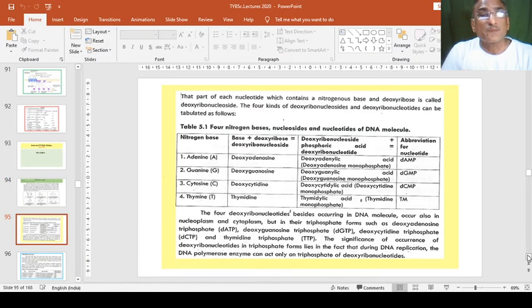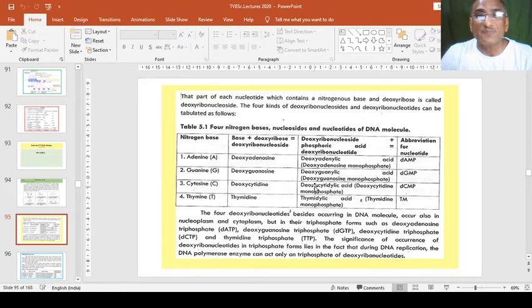The part of each nucleotide which contains a nitrogenous base and deoxyribose is called deoxyribonucleoside. Where only ribose is there, it is a ribonucleoside, which is RNA. Nucleosides and nucleotides are different. You see, deoxyribonucleosides and deoxyribonucleotides can be tabulated as follows. These are the ribonucleosides and ribonucleotides.